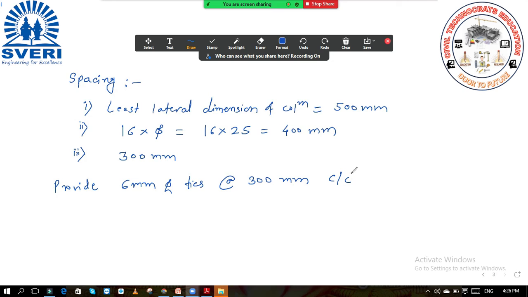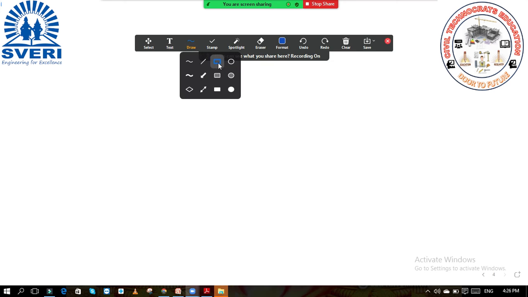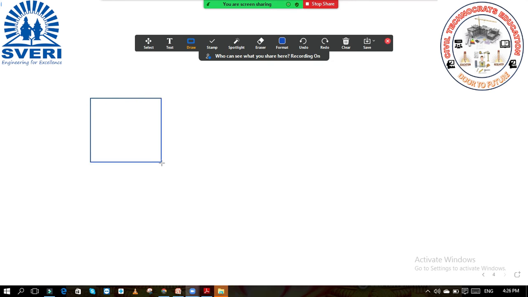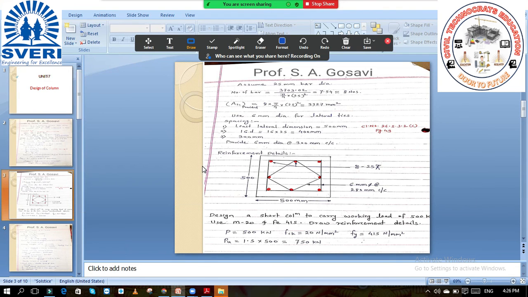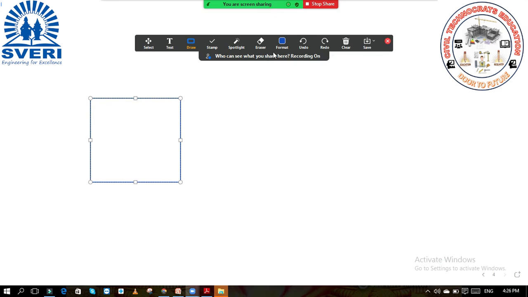Okay, so now we will show you the reinforcement details. So this is the design of the column, which is over now. Now we will draw the reinforcement details. So this is the column. Then I will draw inside the stirrup. That is this. This is the stirrup.